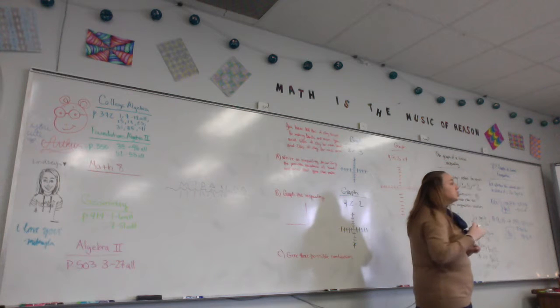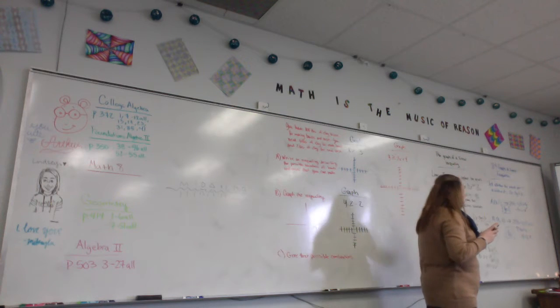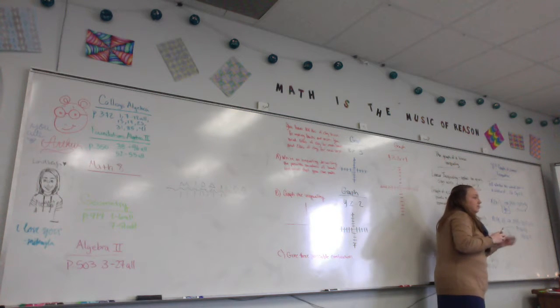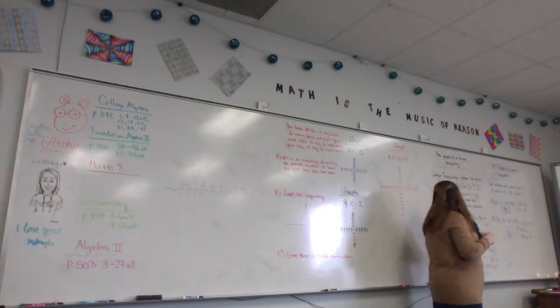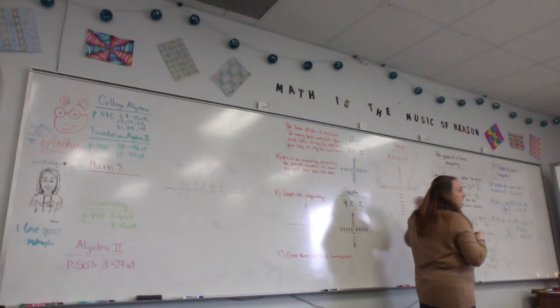If it wasn't true, where would I shade? I would shade on the other side of the line. So we're going to practice graphing 3 of these so we can practice shading.